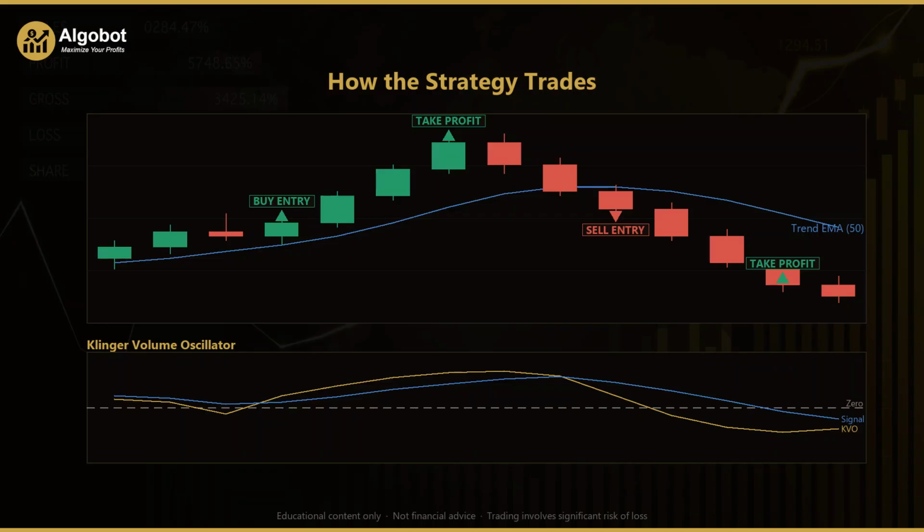The oscillator is not being used as an overbought or oversold gauge. There are no fixed extremes here. Instead, it's the relationship between the gold oscillator and its signal line that matters, and the zero line is only a reference. The trend average decides which direction is allowed, and the crossover decides the moment. When conviction, measured through volume, flips in the direction the trend already favors, the strategy acts, and then it steps aside and lets the volatility based stop and the reward target do the rest.